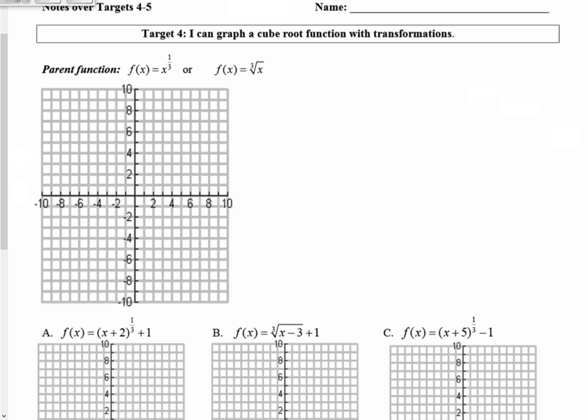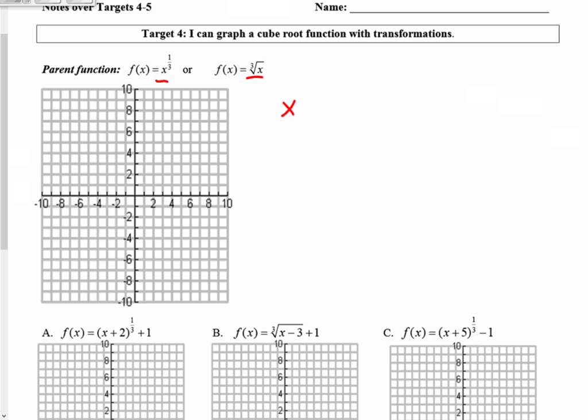It is the most basic function, with no transformations done to it. So for our cube root function, we can write it with a rational exponent as x to the 1/3, or we can write it as the cube root of x. When we graph the cube root function, we're going to start by setting up our table.